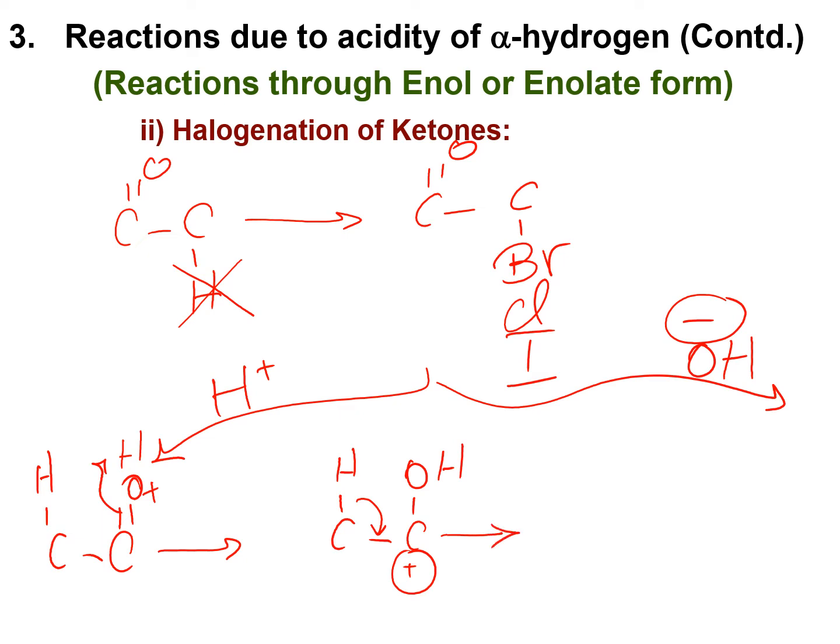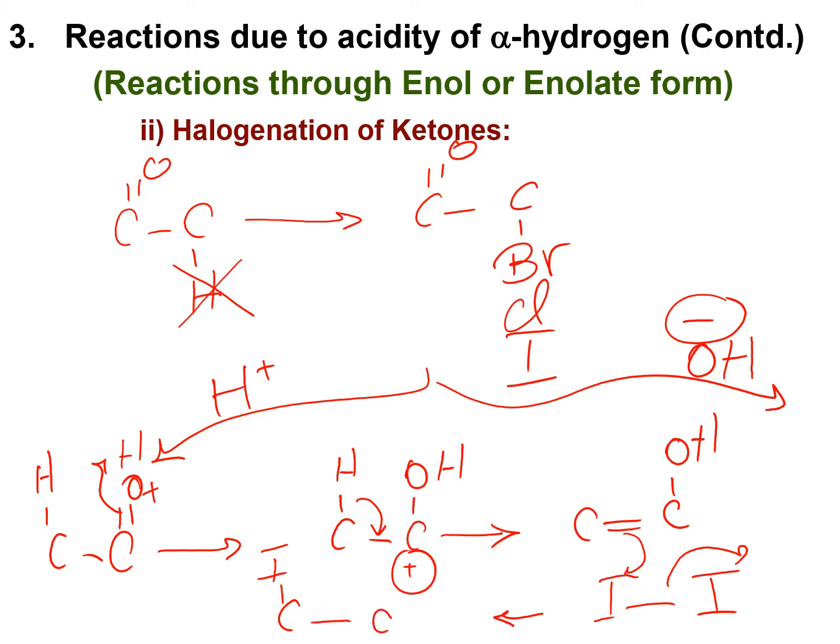Now your carbon is carrying a positive charge and it can be stabilized by removal of the alpha hydrogen, giving the enol form. So this is how your reaction starts. It starts by protonation of the oxygen by the acidic medium that you have introduced. Afterwards, this double bond attacks the halogen you are using, giving the halogen on the alpha hydrogen.